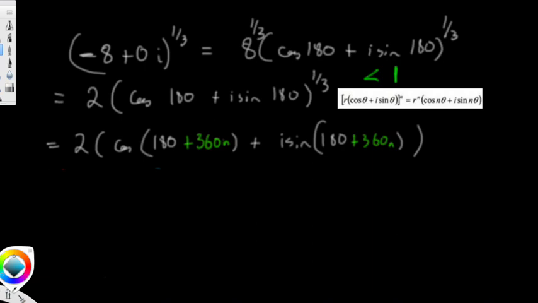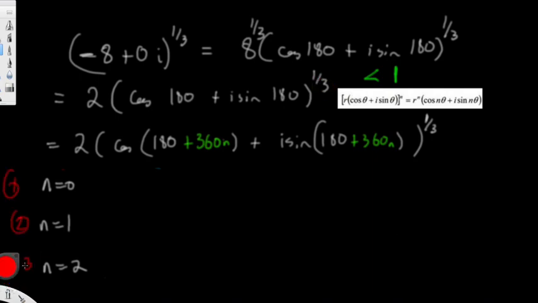Okay, so what do we do? This is still to the power of a third. We're going to set n is equal to 0, n is equal to 1, and n is equal to 2. Because of this 3 here, we get 1, 2, 3 different answers. You can go on and get a fourth, but it's going to turn out that the fourth is the same as the first. So you'll just waste a little bit of time, but it doesn't matter.